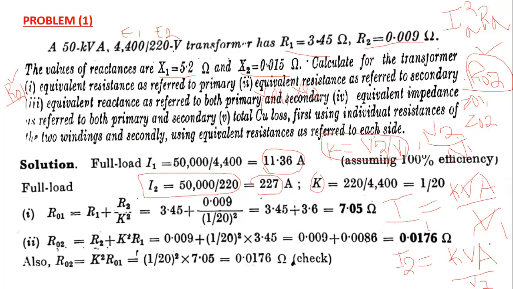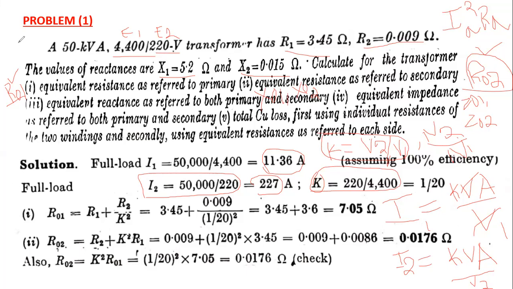What is V2? That is 220. And V1 is 4,400. Then we calculate the transformation ratio K. K means the transformation ratio, and its value is 1 by 20.